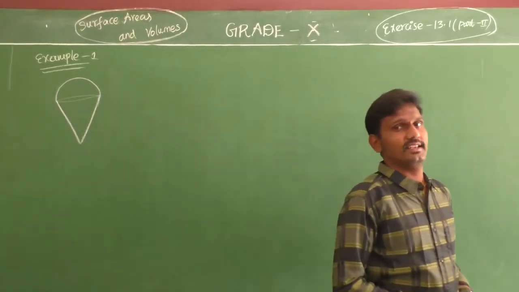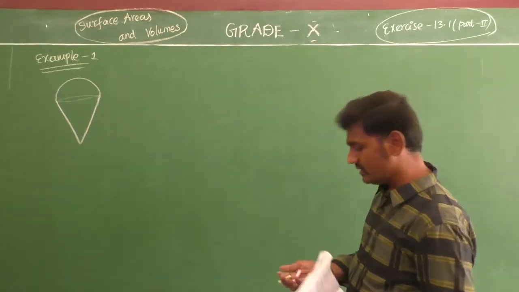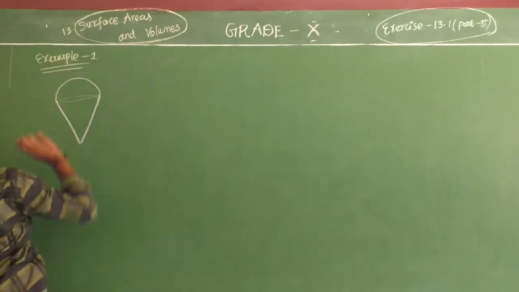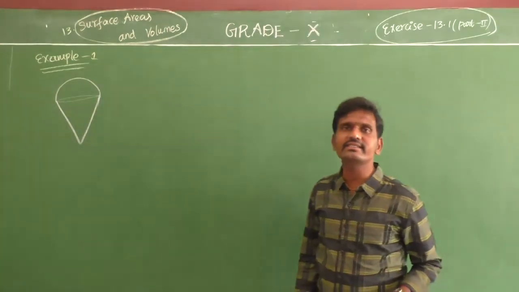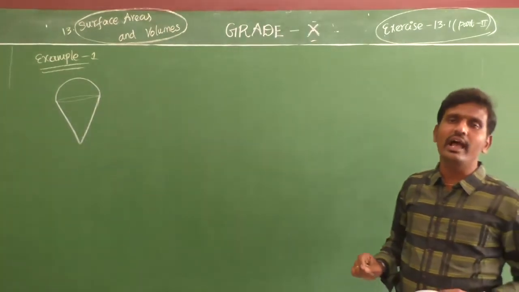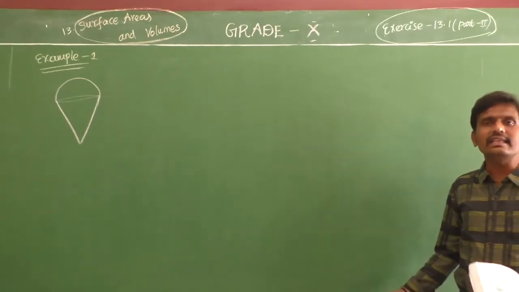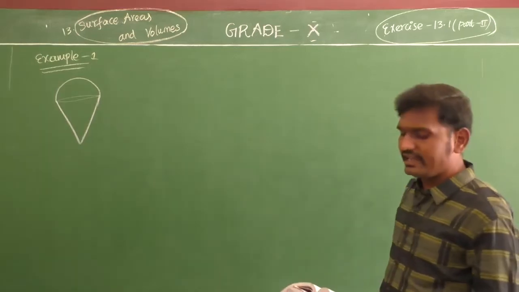Welcome back to math class. This is the class for continuing chapter number 13, surface area and volume. Exercise number 13.1. Already we completed some of the questions. The remaining questions in this class we are going to complete. Okay, let us come to our class.